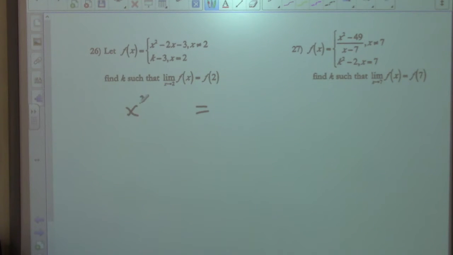So we have x squared minus 2x minus 3, and on the right side we have equal to f of 2. Well, f of 2 is going to have this when x equals 2, so we're going to plug in k minus 3 on the right side. Does that make sense?